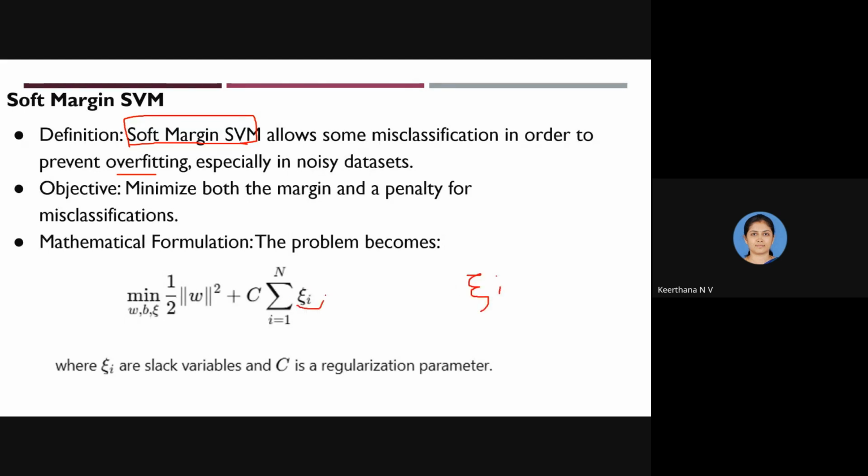So this is a slack variable. It is used for handling data that is not linearly separable. It should always be greater than or equal to 0, the same as the Lagrange multipliers.